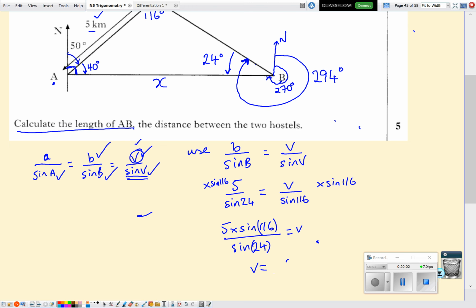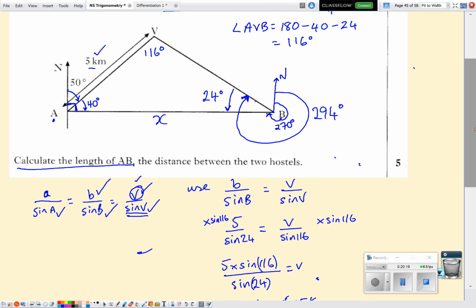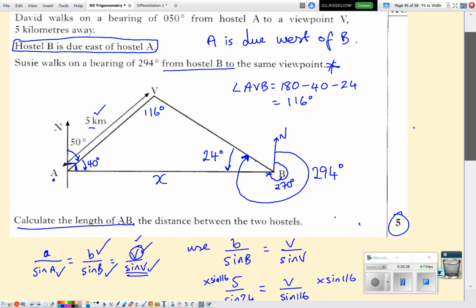And if you pop that through the calculator correctly, you get V is 11.05 kilometres. Okay, so the hostels are roughly 11 kilometres apart. Alright, so there's a lot more work. Look at the mark count though. The last question was worth 3 marks, this is worth 5. So there's quite a lot going on here.